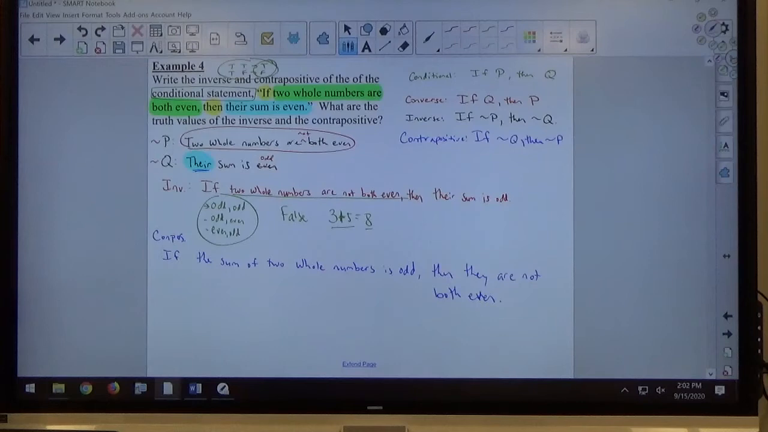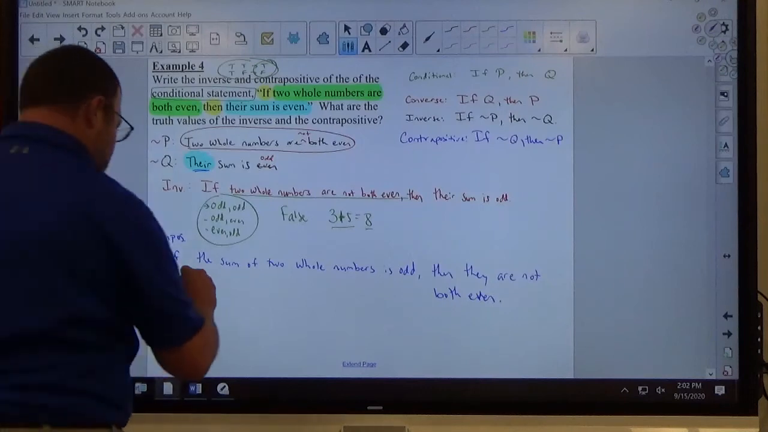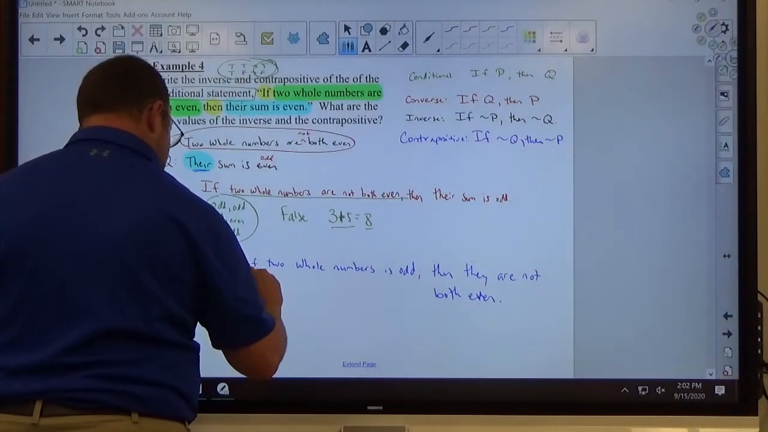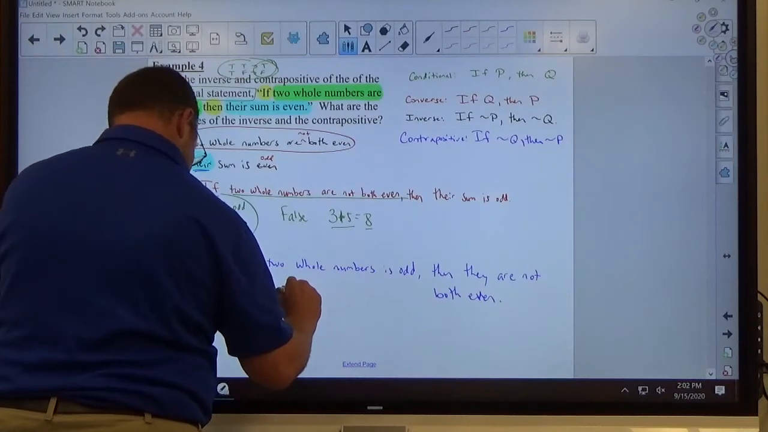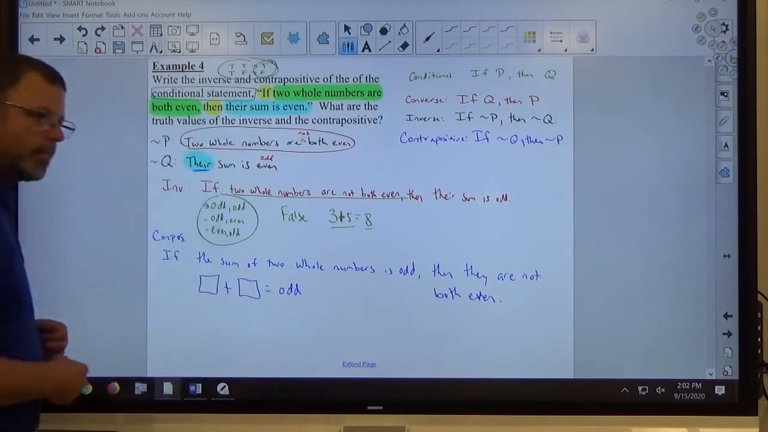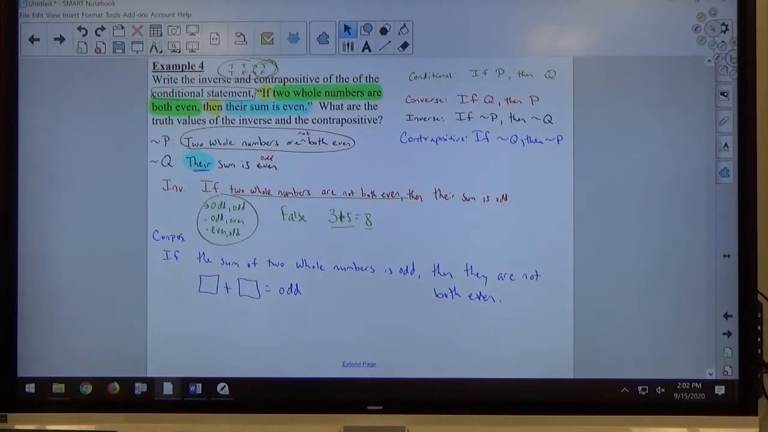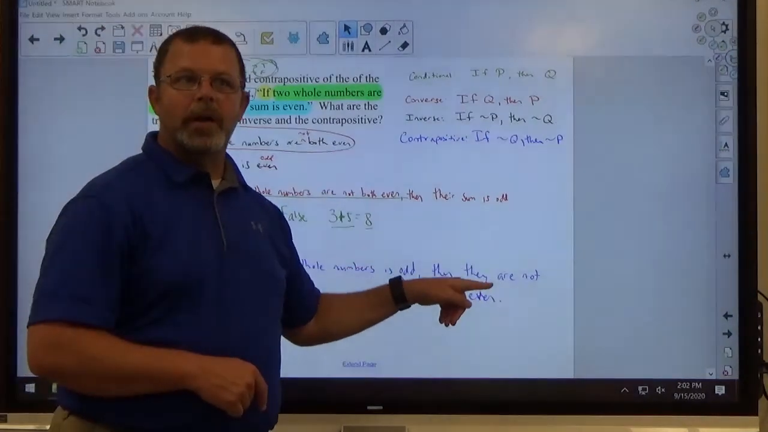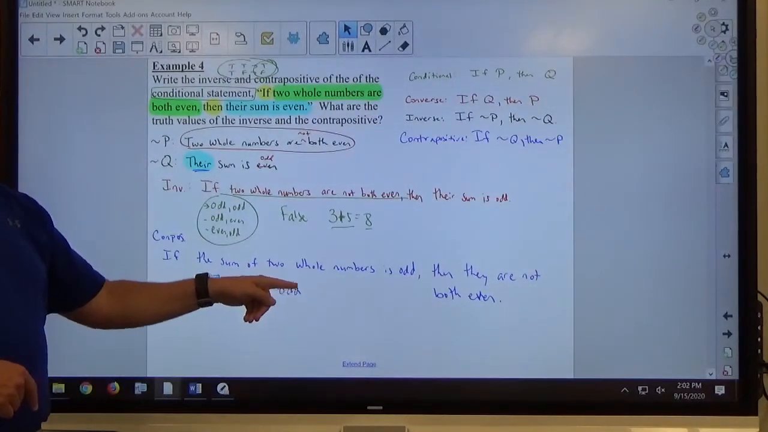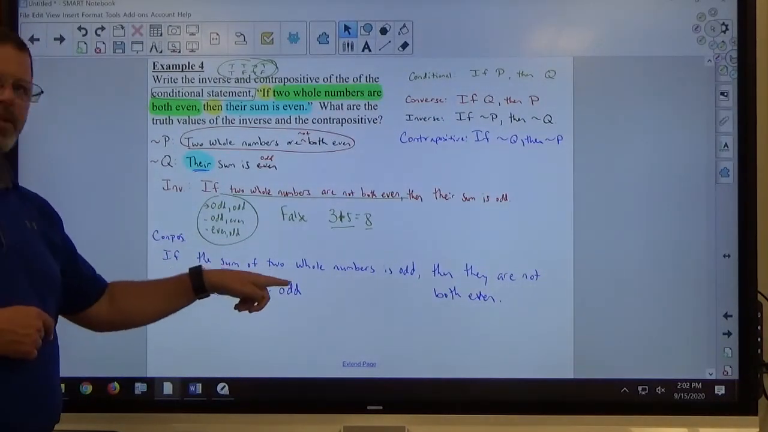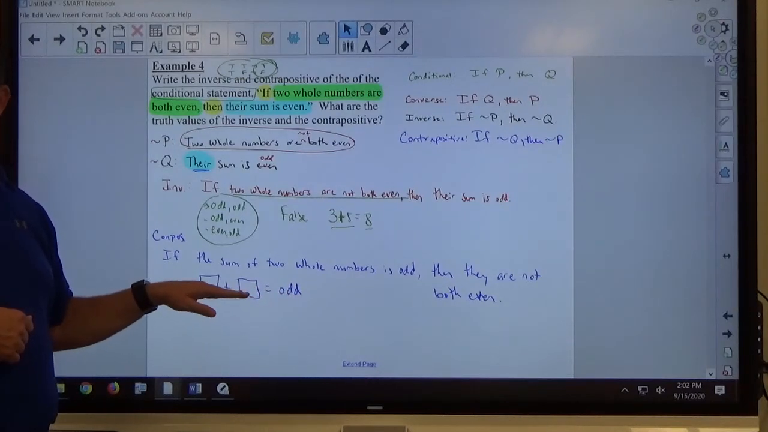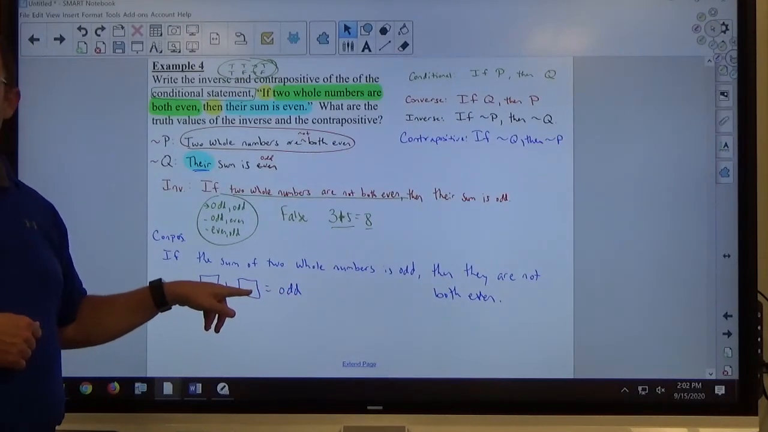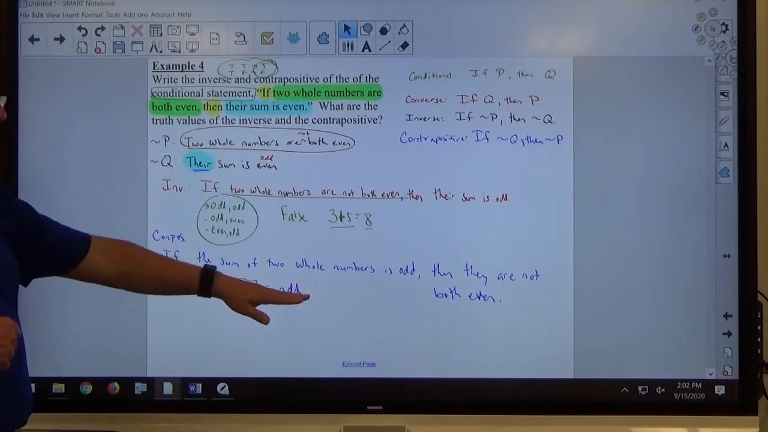Okay, so if I want to find the truth value of this, I'm trying to construct a sum of two numbers that is odd. So I've got some number plus some number equals an odd number. If it's false, that means I can find two even numbers that add up to an odd number. Because again, they are not both even, right? So if I say 2 plus 5 equals 7, that's odd. If I say 5 plus 2 is 7, that's odd. In both cases, those are both not even, right? I could go 9 plus 9, but I don't have to pick. I just have to have an odd sum, right?